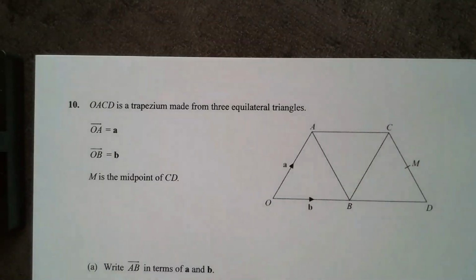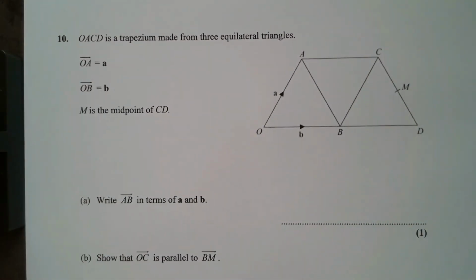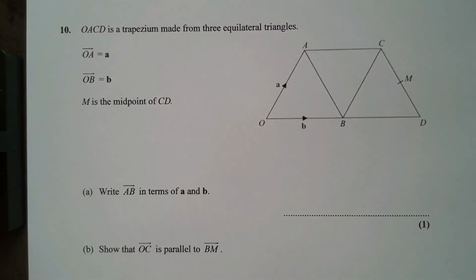Our last question is a vectors question. Lots of us find these very, very hard, so I'm going to try and colour code as much of this as I possibly can. So we've got some equilateral triangles. Because these are equilateral, that leaves us with lots and lots of pathways that are very similar to each other because they go in the same direction.